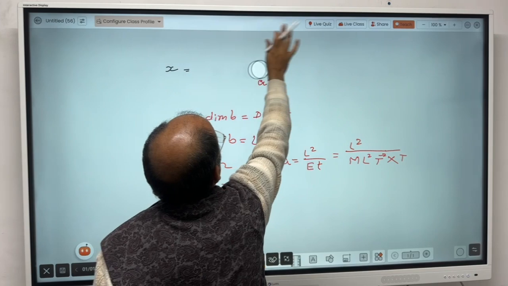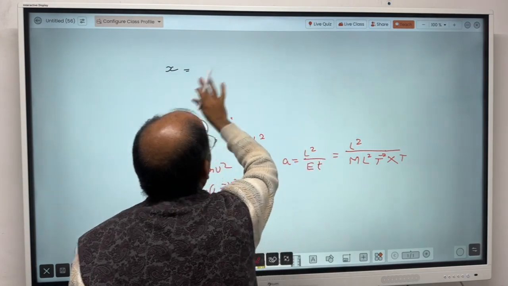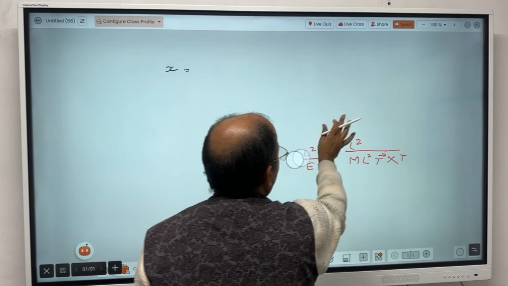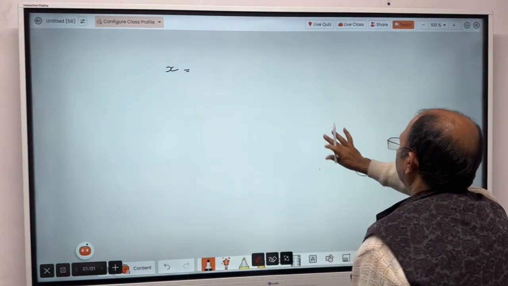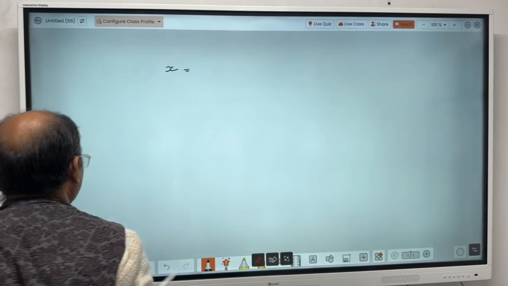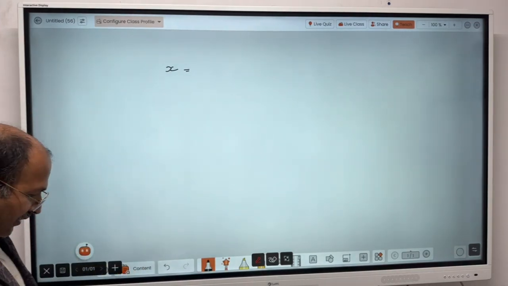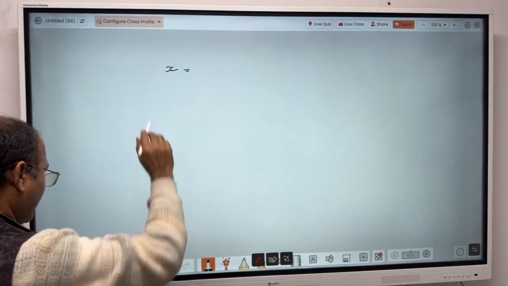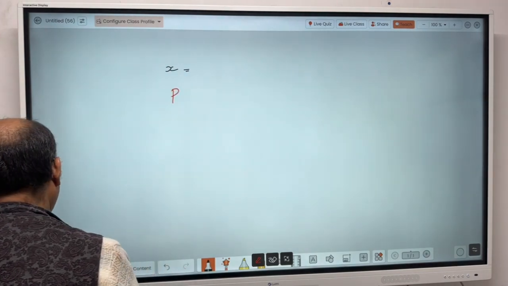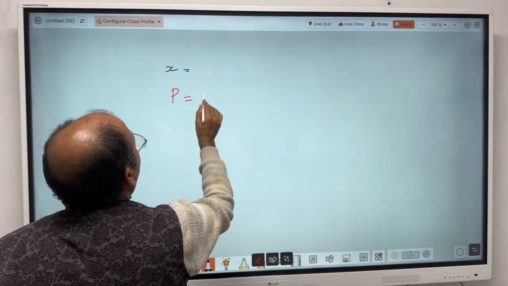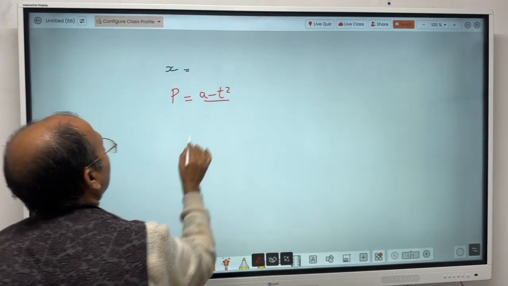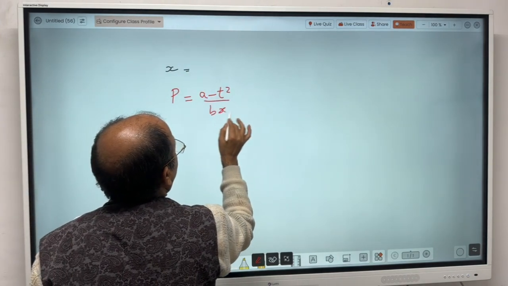So here we have applied the principle of homogeneity to get the dimensions of constants. Sometimes there are 2 or 3 constants whose dimensions are to be found, and we can do them easily. We can take another example. We are given pressure equal to A minus T square divided by Bx.